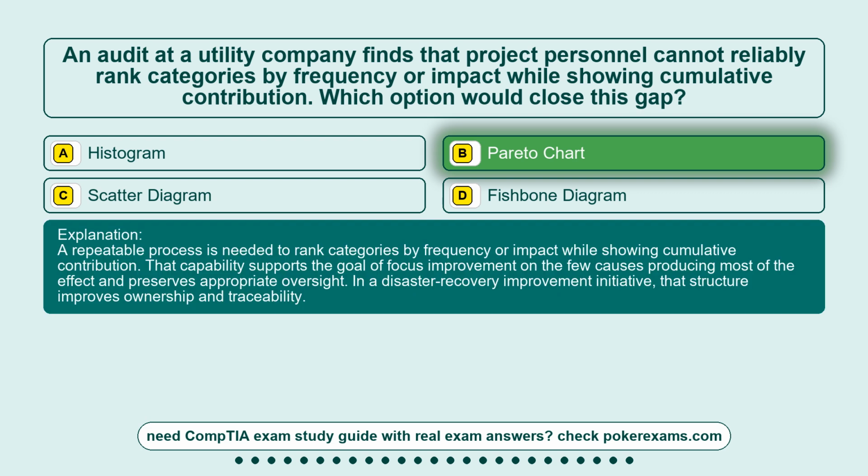A repeatable process is needed to rank categories by frequency or impact while showing cumulative contribution. That capability supports the goal of focusing improvement on the few causes producing most of the effect and preserves appropriate oversight. In a disaster recovery improvement initiative, that structure improves ownership and traceability.